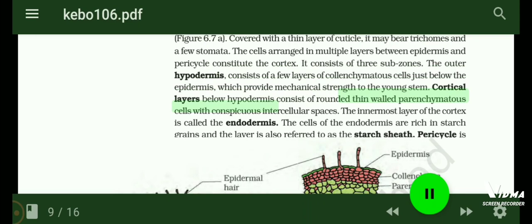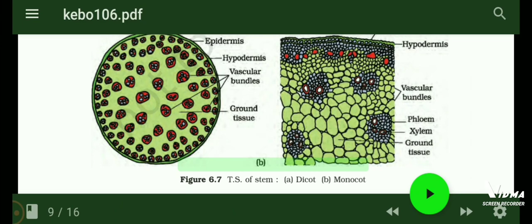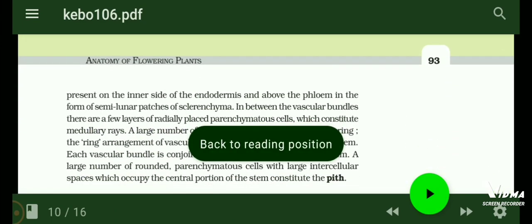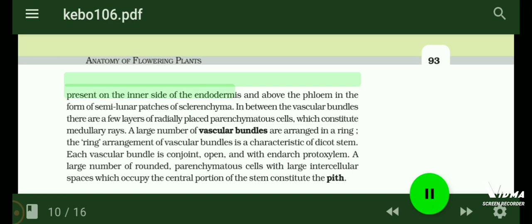The innermost layer of the cortex is called the endodermis. The cells of the endodermis are rich in starch grains and the layer is also referred to as the starch sheath. Pericycle is present on the inner side of the endodermis and above the phloem in the form of semi-lunar patches of sclerenchyma. In between the vascular bundles there are a few layers of radially placed parenchymatous cells, which constitute medullary rays.